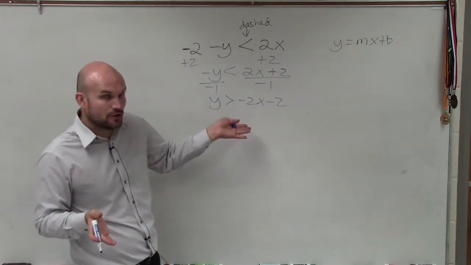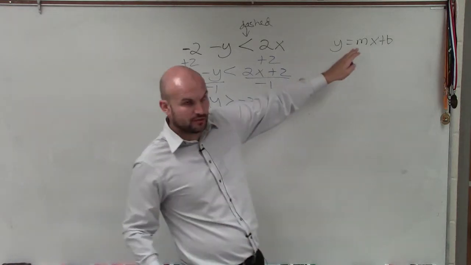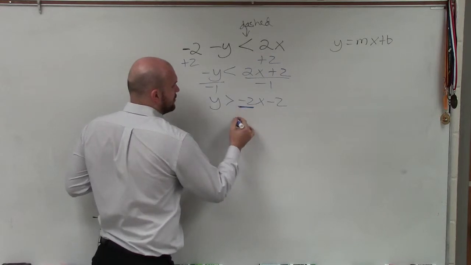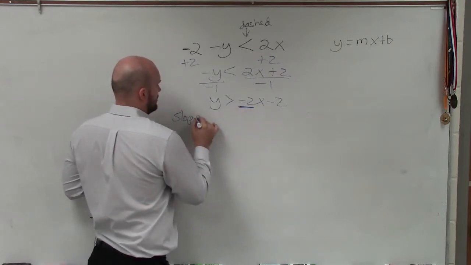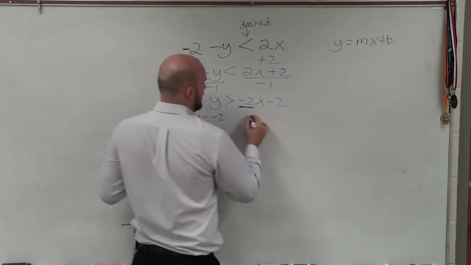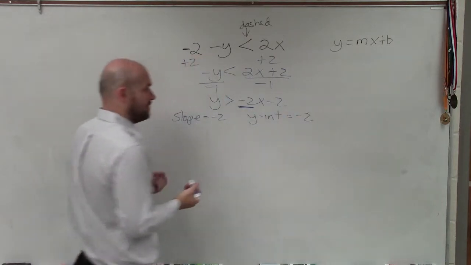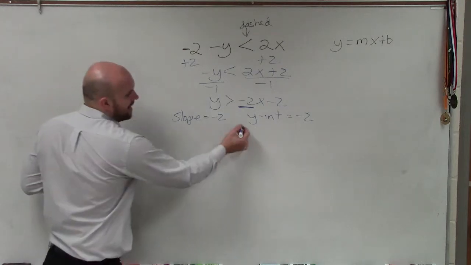Now that I have this in slope-intercept form, it doesn't matter if it's an inequality or equation, the slope and the y-intercept are going to be the same, so we're going to want to identify them. So our slope is equal to negative 2, and our y-intercept is equal to negative 2 as well. So they're exactly the same. But how do they differ?